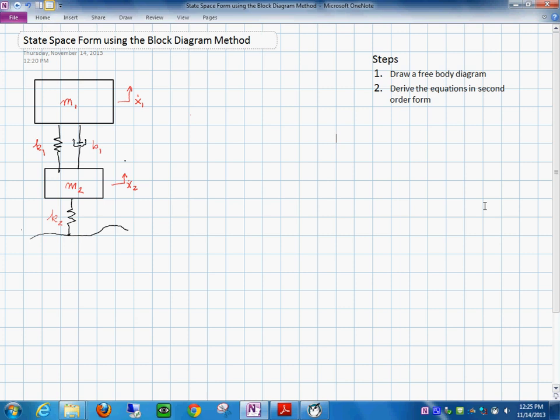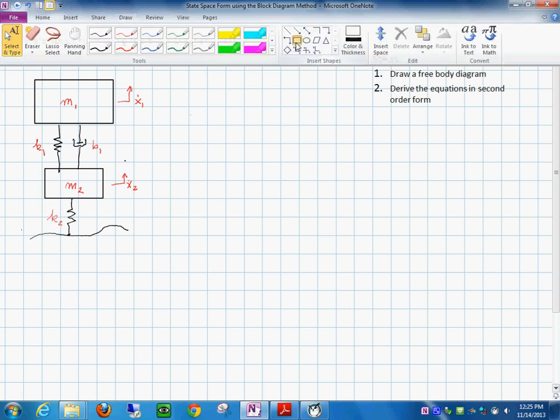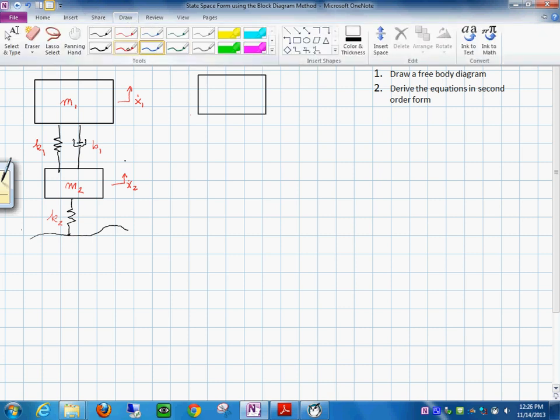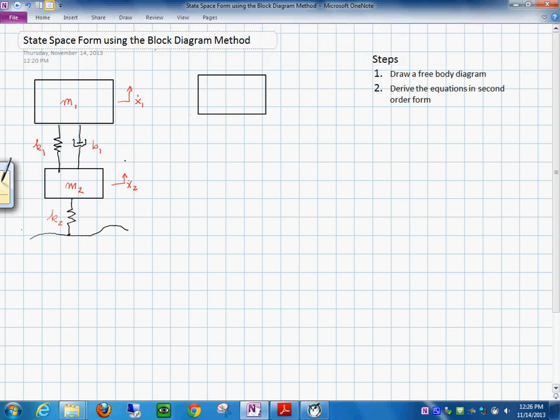state space form. So in preparation to this, the first thing we're going to do is to make a little drawing here of this and do a free body diagram, and just put it in there. And let's just do it for the first mass in here, and get the free body diagram going in here. I'm just going to use red pen for this.